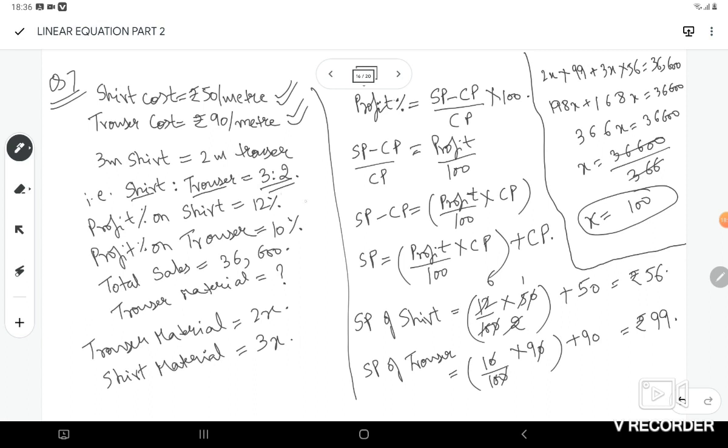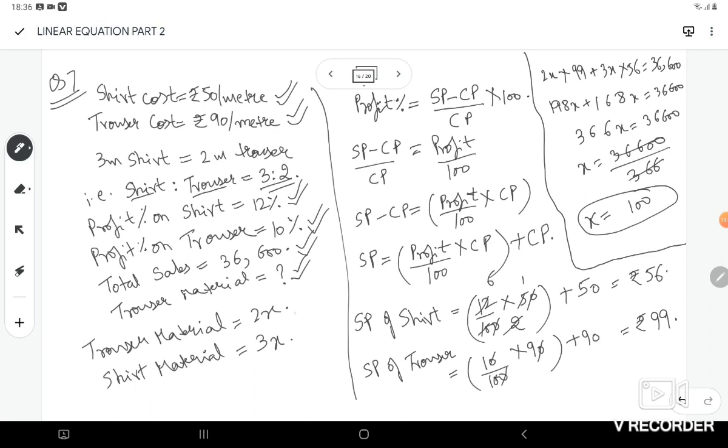Next is given the profit: he sells the material at 12% and 10% respectively. That is, profit on shirt he earns is 12% and profit on trouser he earns is 10%. It is also given that his total sales is equal to 36,600. So total sale is equal to 36,600 and we have to find how much trouser material he bought.